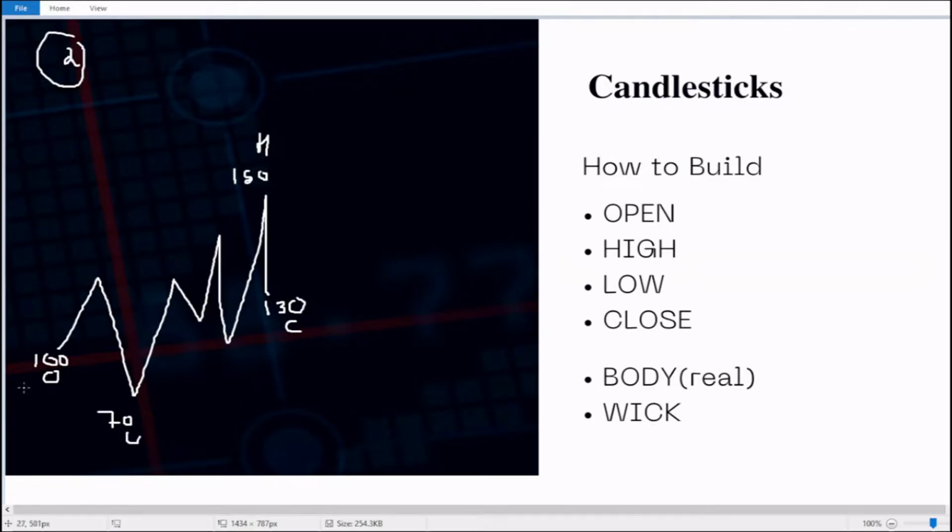Now, why did I call them that? Look at this. The price opened here, so I'm going to call it the open price. The price went all the way till 70 points.